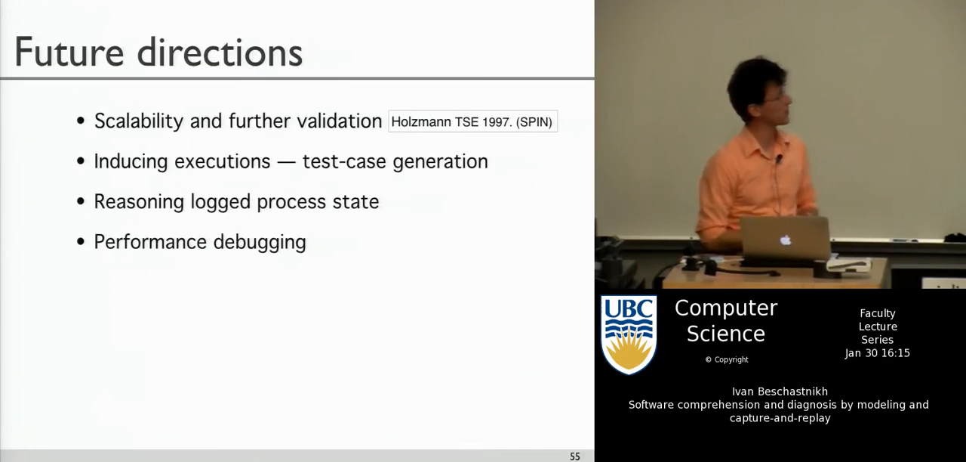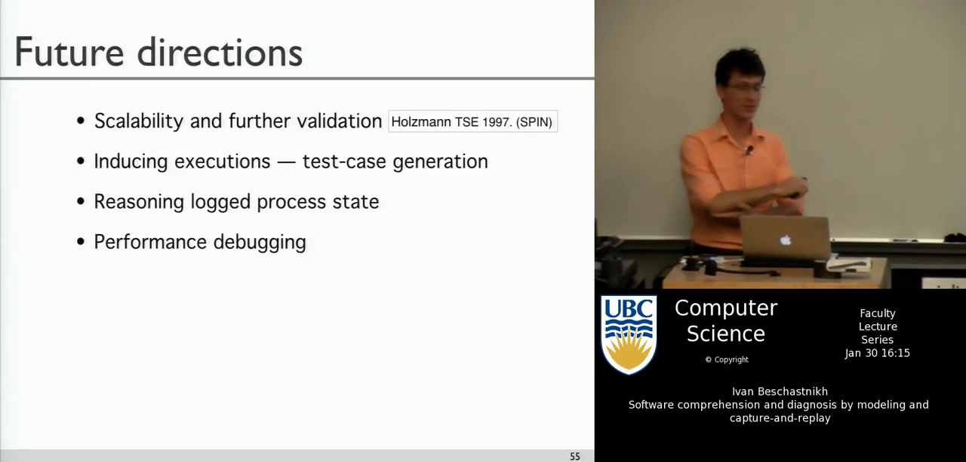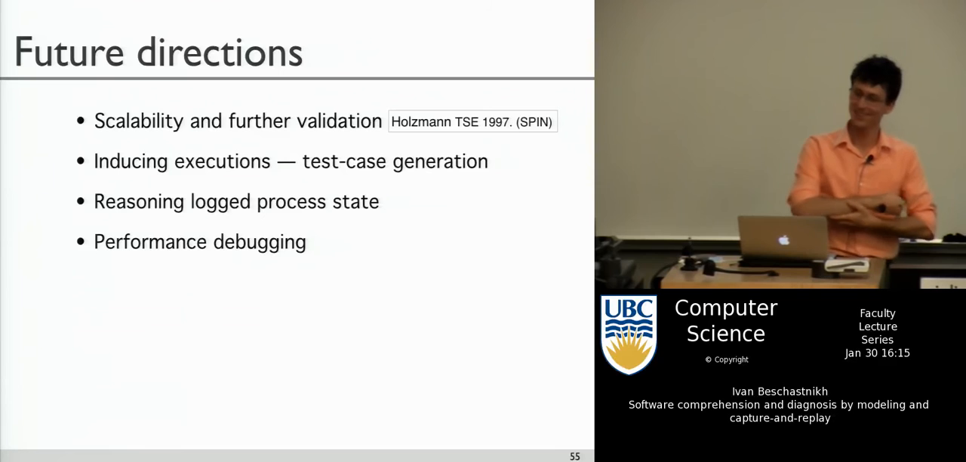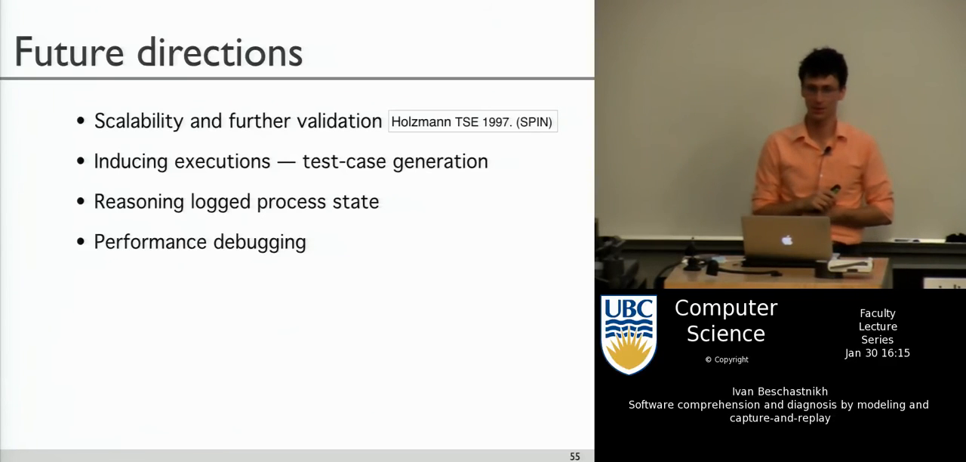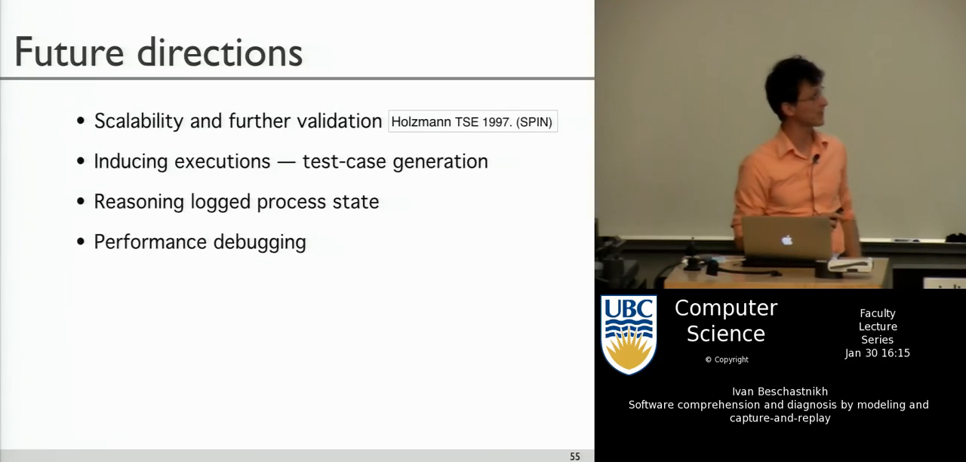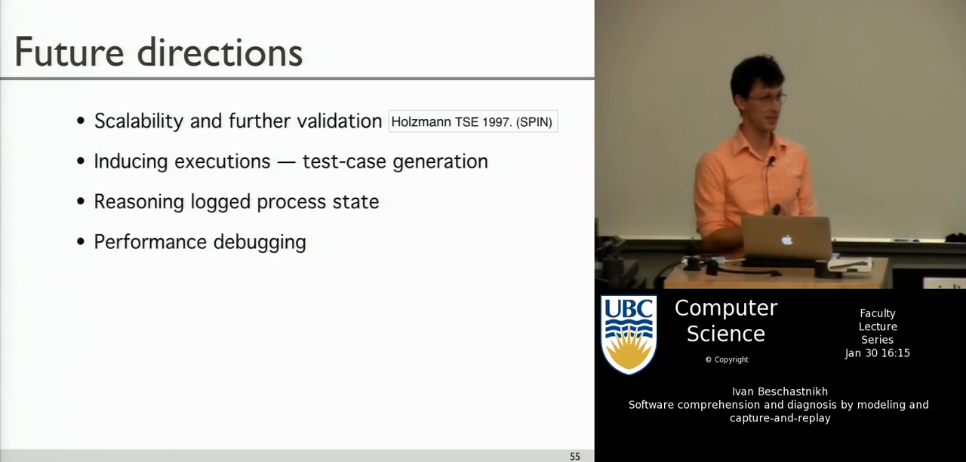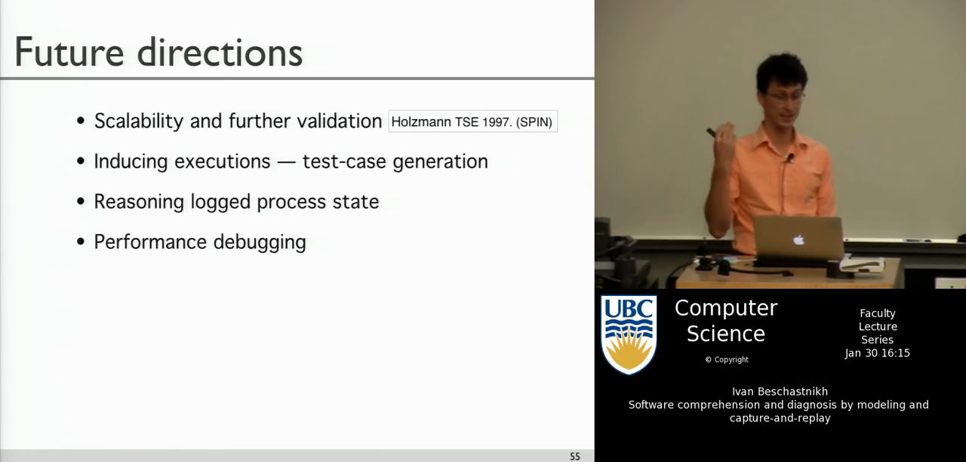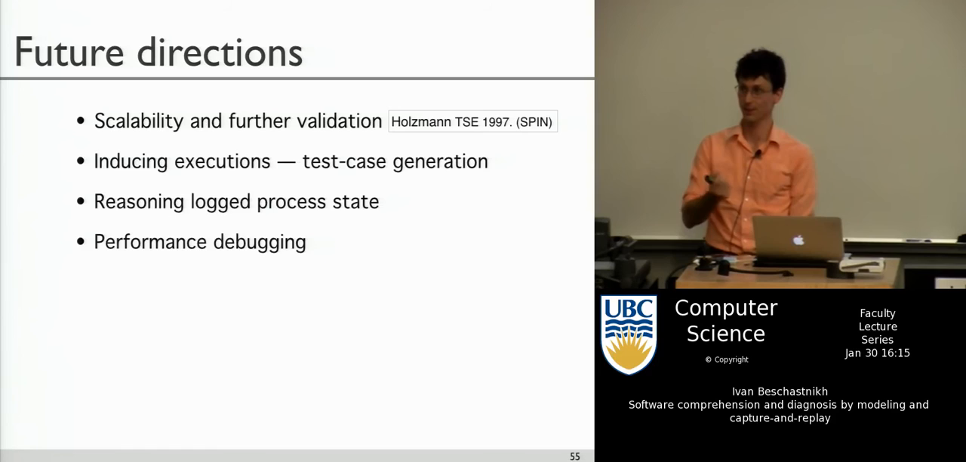Okay, so future directions for CSite work. First of all, it'd be really nice to make this scalable. Turns out model checking is really slow. So it'd be nice to actually use more approximate model checkers like Spin that would derive this model faster and would make it work on larger systems. Other cool things you could do with these models are things like inducing executions, like actually generating tests.